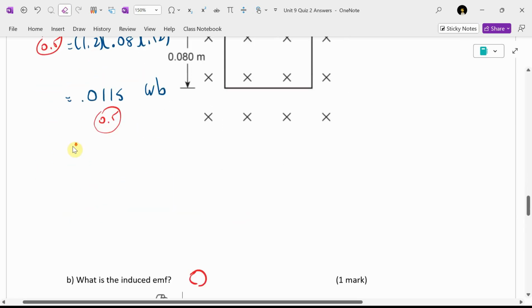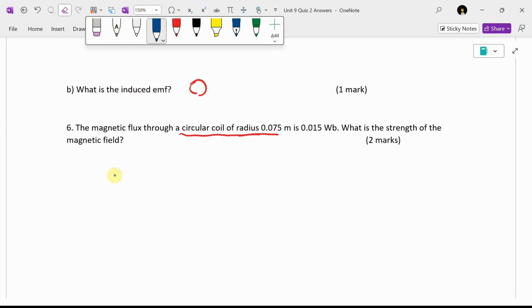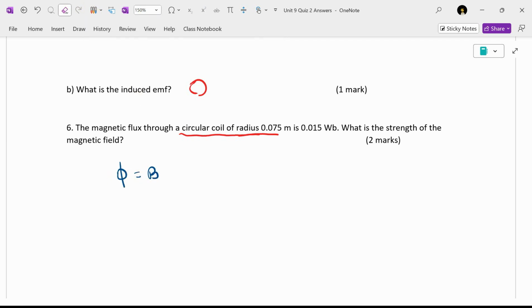The magnetic flux through a circular coil. Oh, now we have a circular coil, and they did give me a radius, not a diameter. What's the strength of the magnetic field? So flux equals B times A. I guess the magnetic field is going to be the flux divided by the area. It's going to be 0.015 divided by pi r squared.